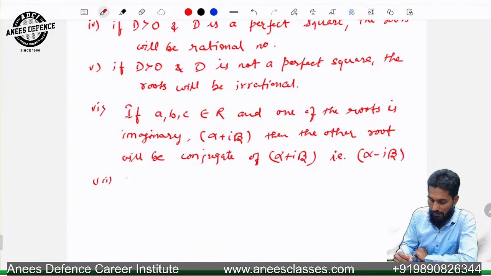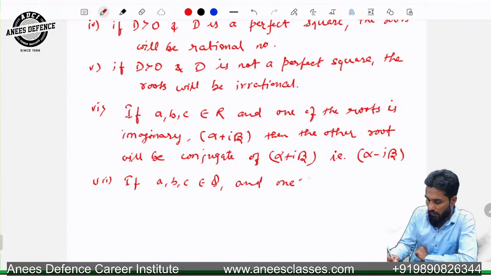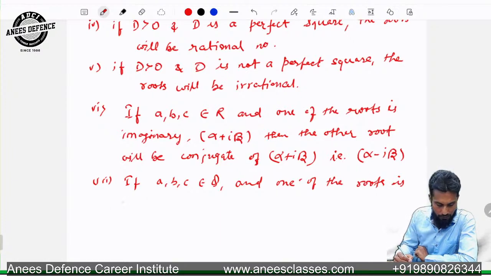Again, coming to the seventh point. If a, b, c belong to rational numbers, and the rational numbers are represented by capital Q, and one of the roots they have given is irrational. Irrational numbers are represented by things like root 2, root 3, root 5, root 7, like this.